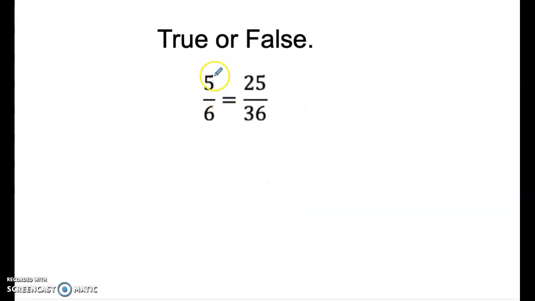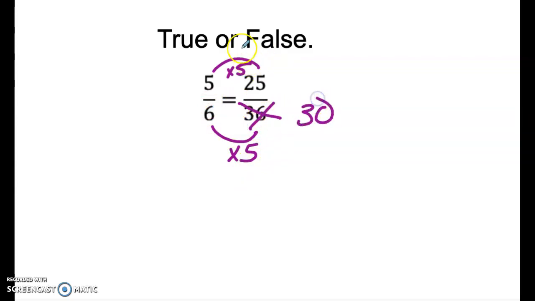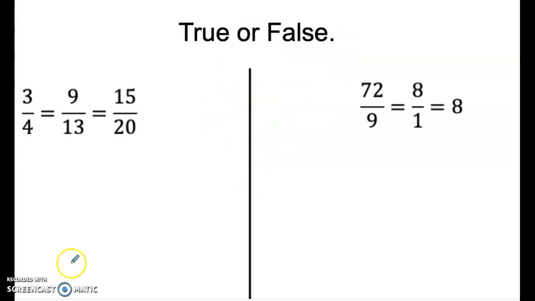Here's another true and false. You would probably know that 5 times 5 is 25. 6 times 5 is not 36. This should be 30, which makes this statement false.